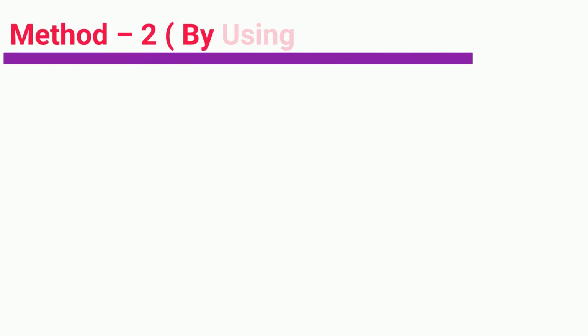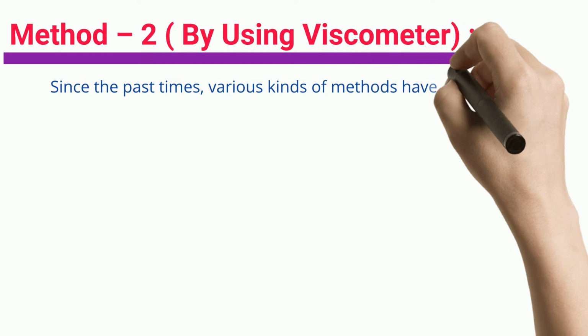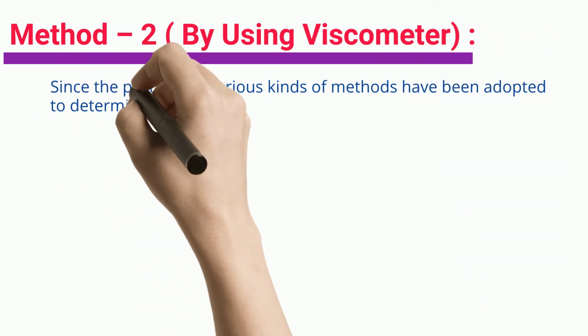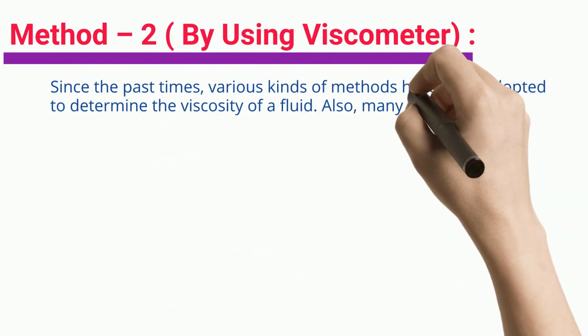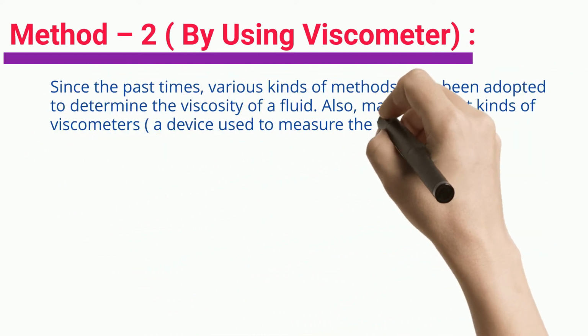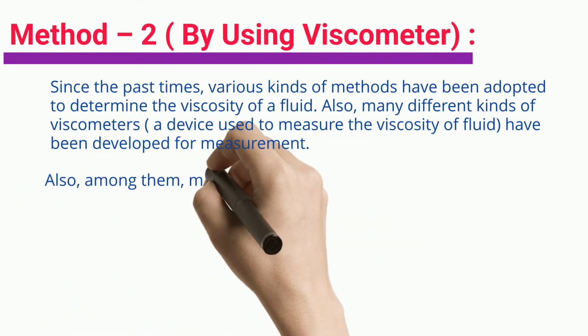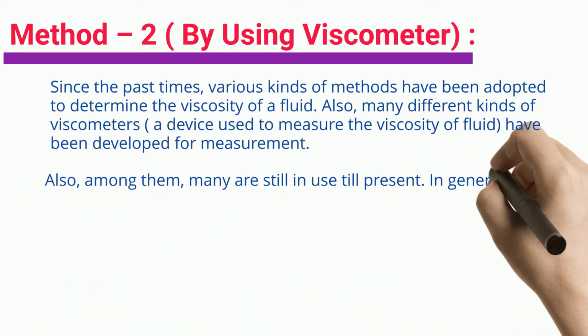Method 2. By using viscometer. Since the past times, various kinds of methods have been adopted to determine the viscosity of a fluid. Also, many different kinds of viscometers, a device used to measure the viscosity of fluid, have been developed for measurement. Also, among them, many are still in use till present.